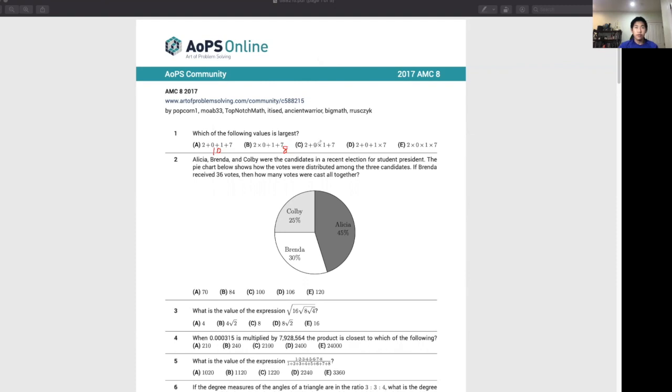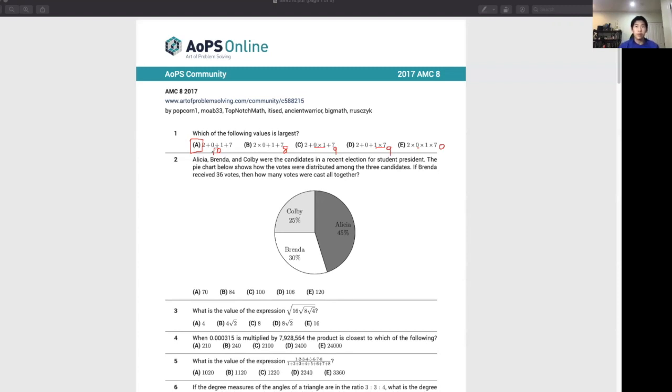Next we have 2 plus 0 times 1 plus 7. Because we have to follow the order of operations, we're going to do the multiplication in the middle first, and that's 0. And then we'll do 2 plus 0 plus 7, which is equal to 9. Similarly on D, we'll do 1 times 7 first, and then 2 plus 0 plus 7, and that's also equal to 9. And finally, 2 times 0 times 1 times 7. Since it's all multiplication but there's a 0, this answer is 0. Out of all of these, A is the largest, and therefore A is our answer.